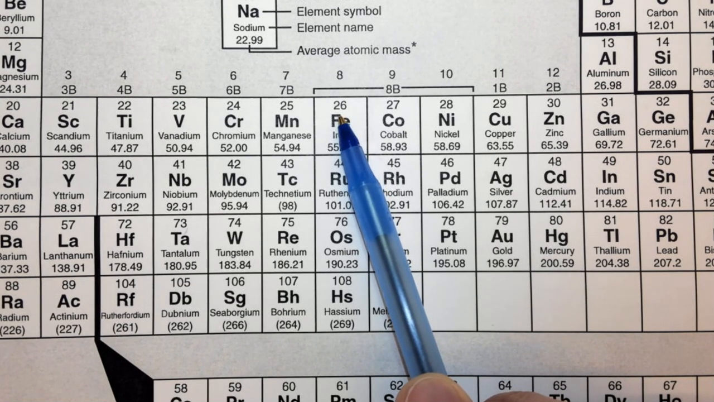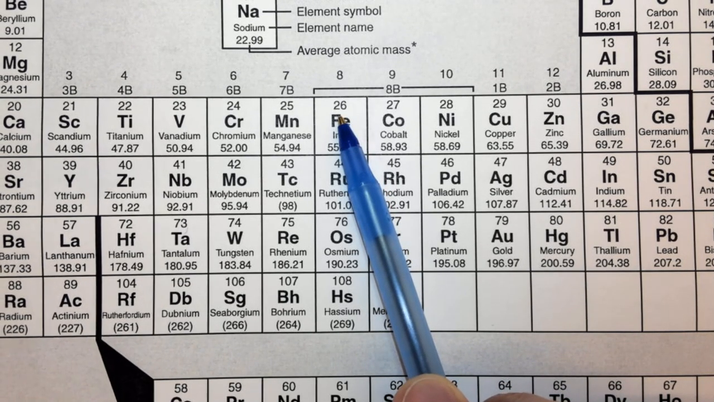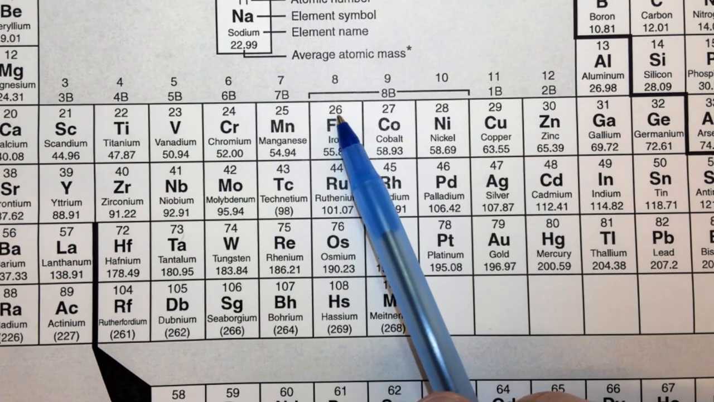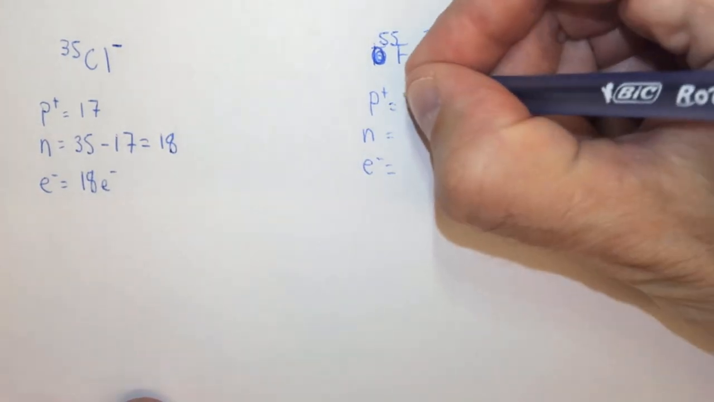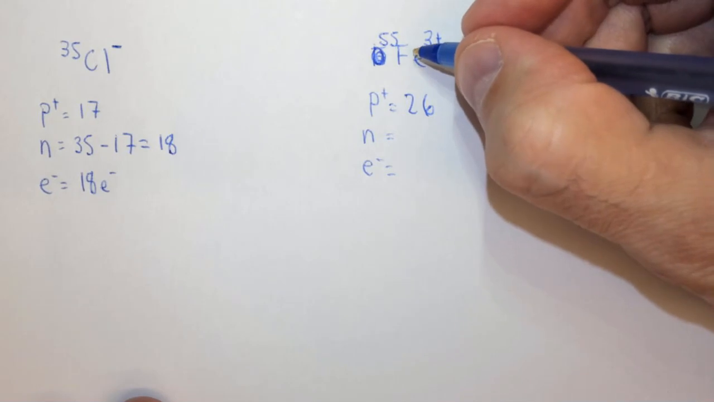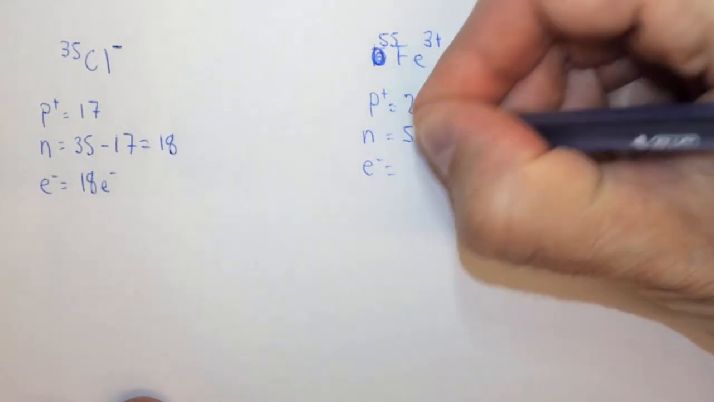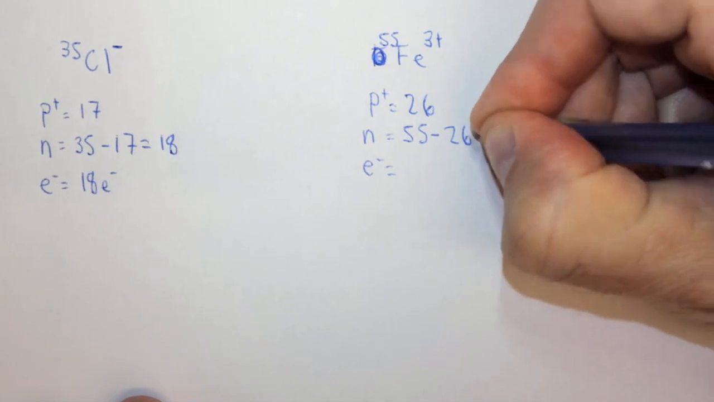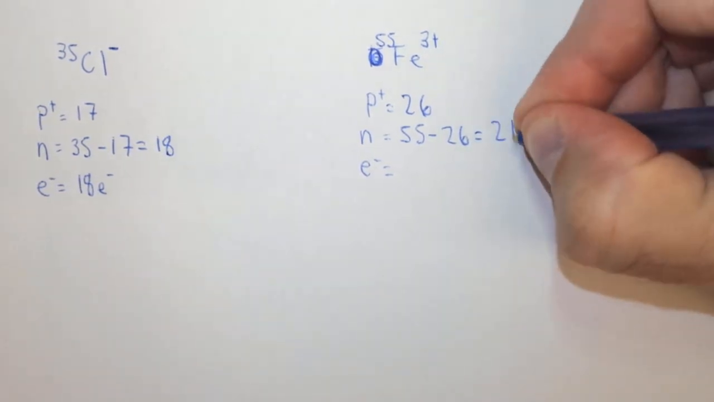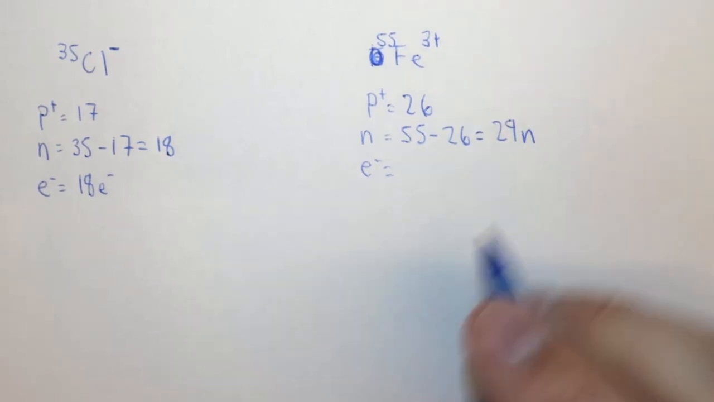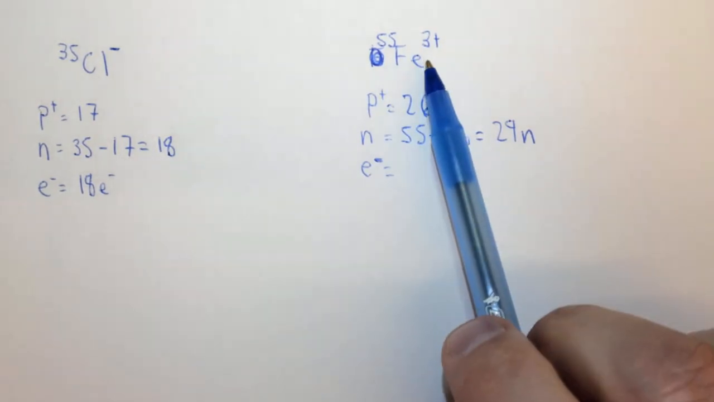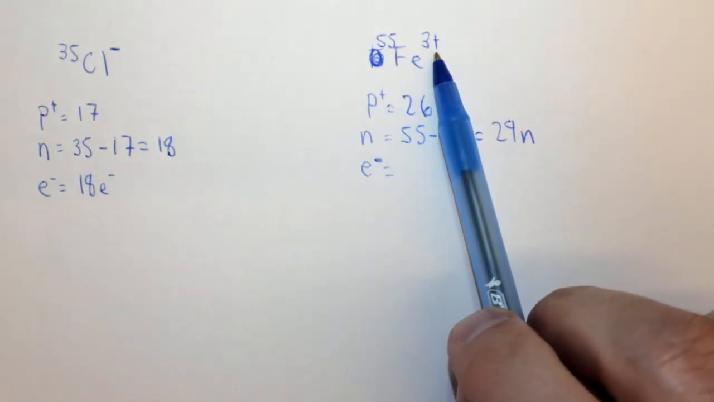So that means something with 26 protons in its nucleus we call iron, and it behaves like iron. It holds up bridges and buildings and things like this in steel. So protons is 26. Now we want to find the number of neutrons. We take the mass number, 55 minus 26, and when we do that subtraction, we find out that there are 29 neutrons.